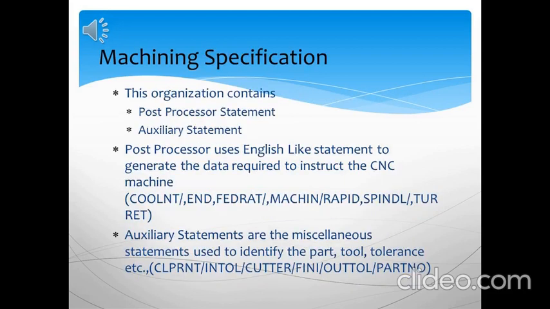Machining specification. This organization contains a post-processor statement and auxiliary statements. The post-processor uses an English-like statement to generate the data required to instruct the CNC machines. Auxiliary statements are the miscellaneous statements used to identify the part, tool, and tolerance.